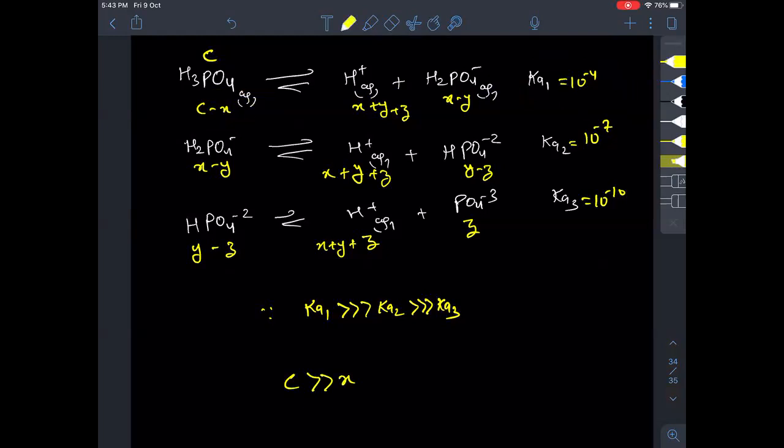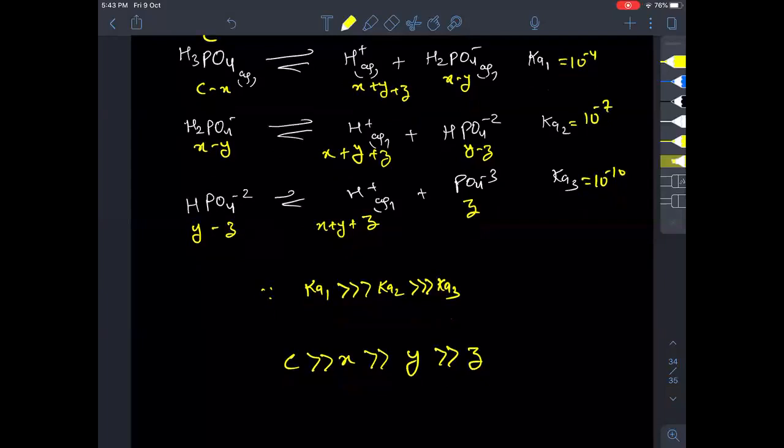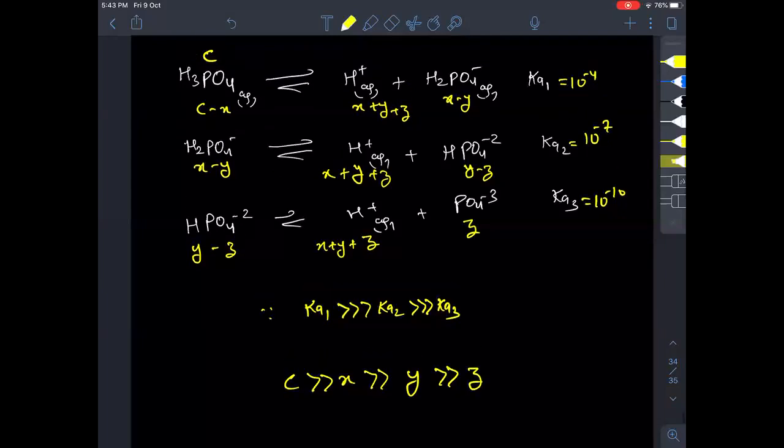Very marginal dissociation. So C minus x will be approximately C, and x is far, far greater than y, as you can see. A small part of this x is broken down as y. Looking at the equilibrium constant, which is far smaller, we can say that y will be very small compared to x. And similarly, y will be very, very much greater than z. Now, with the help of this, what we can conclude, because we have to make this equation as simple as possible.